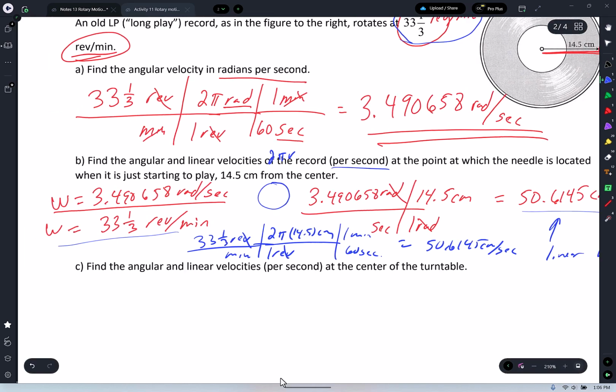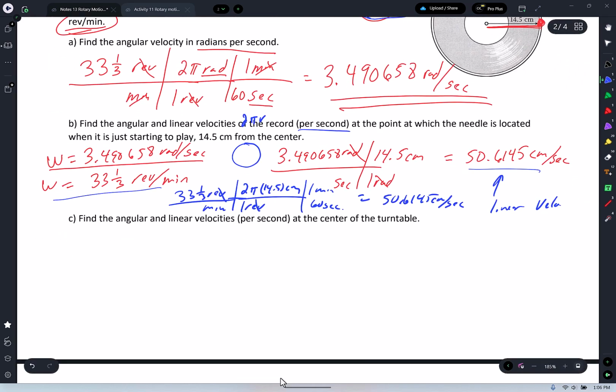Okay, here we go. Find the angular and linear velocities per second at the center of the turntable. Well, I guess this one was not per second. This was revolutions per minute instead of per second. All right, angular velocity in per second is 3.490658 radians per second. Everywhere, at the center as well.